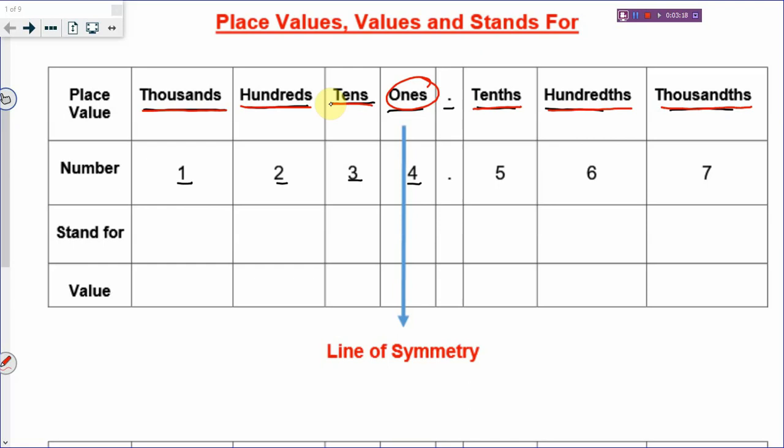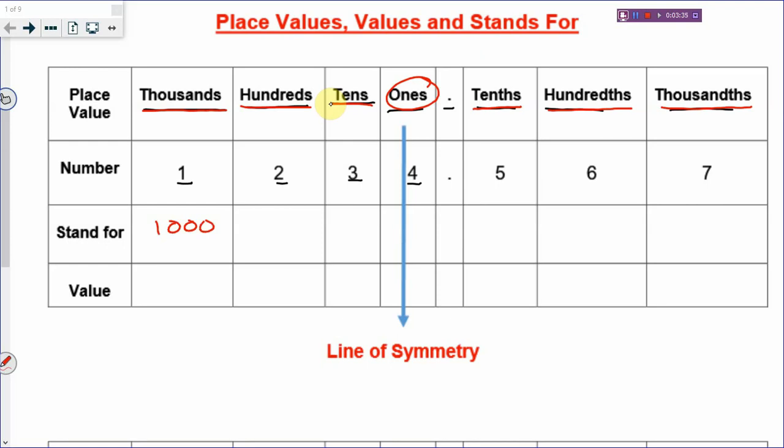Alright, so let's fill in the boxes. If you are still not quite clear, we are going to fill in the boxes, and then you can see for yourself. So what does 1 stand for? Now 1 stands for 1000. When you see the words stands for, you have to write in numerals.